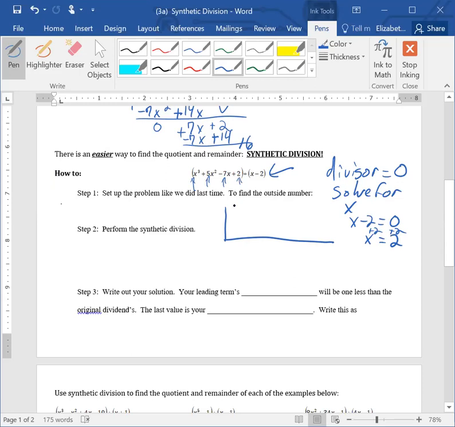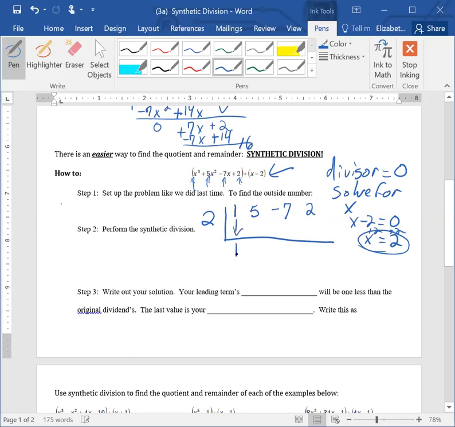So in front of the x cubed, we have a 1. In front of the x squared, we have a 5. In front of the regular x, we have a negative 7. And then we have our 2 last. And then this is our divisor, that 2. So we're going to put it here. All right. Bring down the 1.